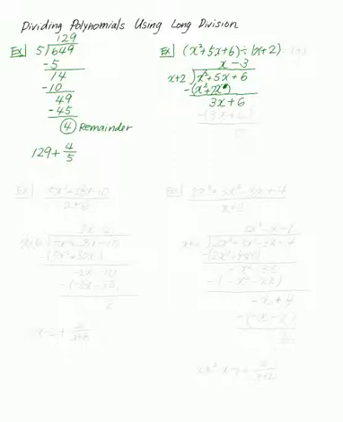Then I bring down the plus 6. I now need something times x to give me 3x. That's going to be plus 3. I'm now going to distribute the 3 to the x plus 2. 3 times x is 3x, plus 3 times 2 is 6. Now in this case, when I subtract, it's very nice. We have no remainder. So the answer is actually just x plus 3.